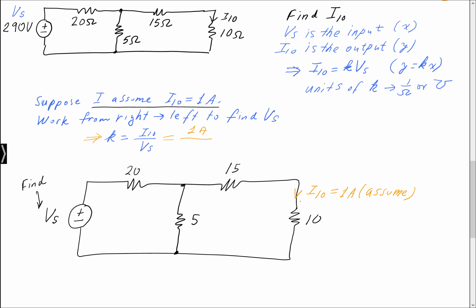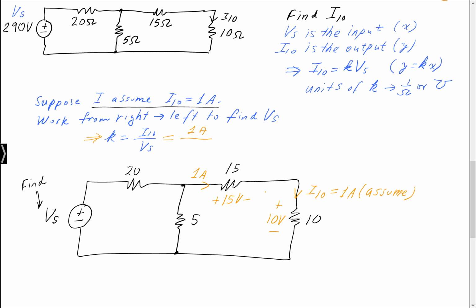So if I10 is 1 amp, then the voltage across the 10 ohm resistor is 10 volts by Ohm's law. Furthermore, this current I10 is also flowing through the 15 ohm resistor like this, so the voltage across the 15 ohm is 15 volts, also by Ohm's law.